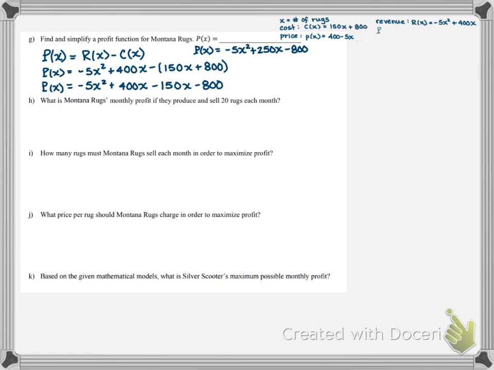So P of X equals negative 5x squared plus 250x minus 800. Okay, so now I want to know what is their monthly profit if they produce and sell 20 rugs each month. What function should I use?